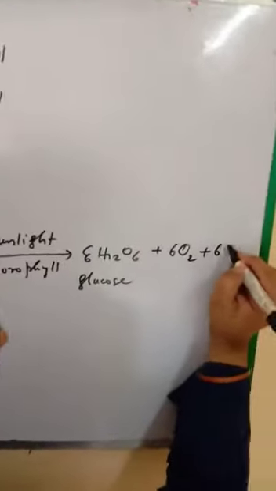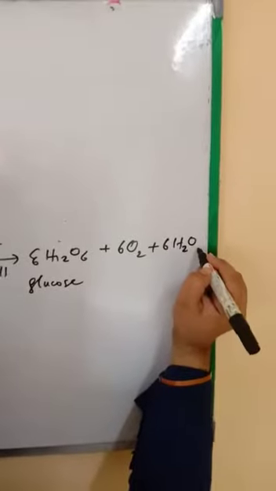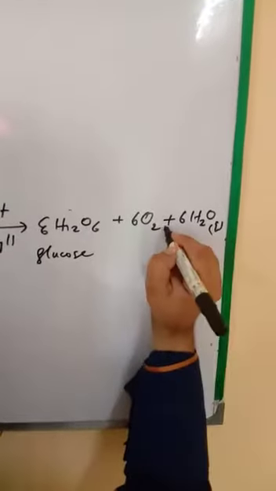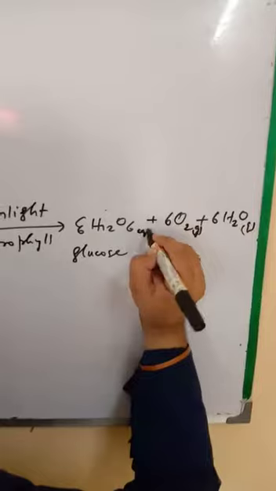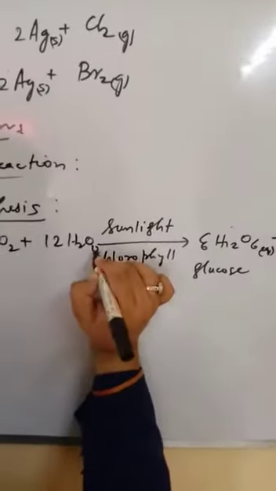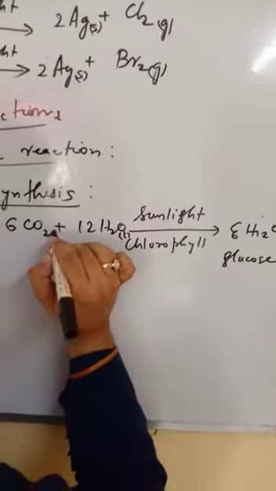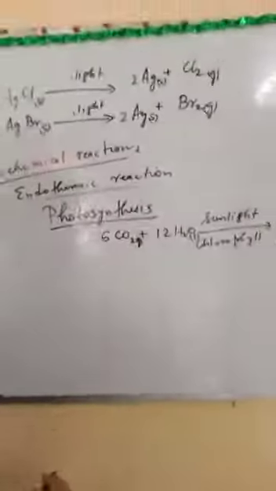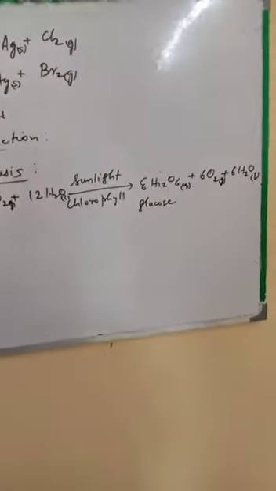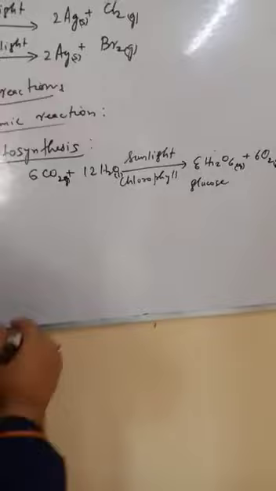You get 6 molecules of water. This is liquid. This is gas. This is aqueous. This is liquid. This is gas. See, in this reaction heat is accepted, heat is required.